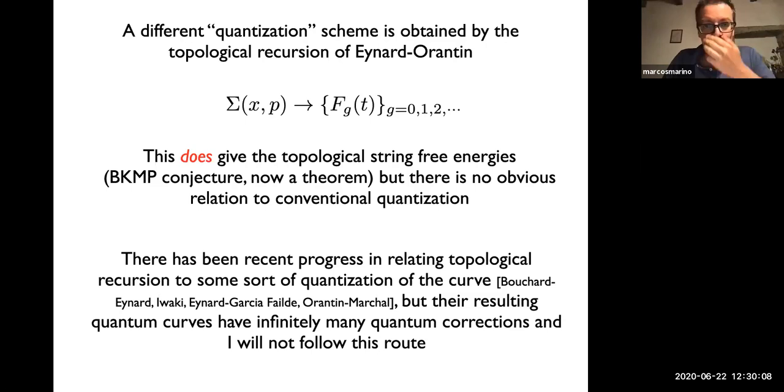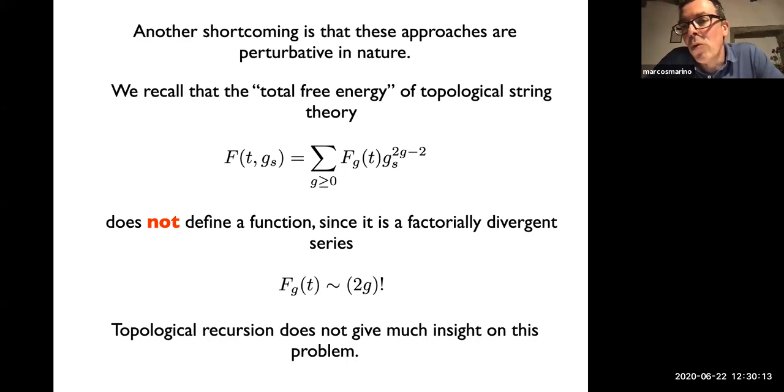Okay, so now, independently of this, both approaches are perturbative in nature, in the sense that what you produce is a formal series, a formal collection of corrections. Let me recall that if you take standard topological string theory and you take all the genus g free energies and you produce a formal power series in g_string, which is what a string theory produces for you, this formal power series does not define on the nose a function.